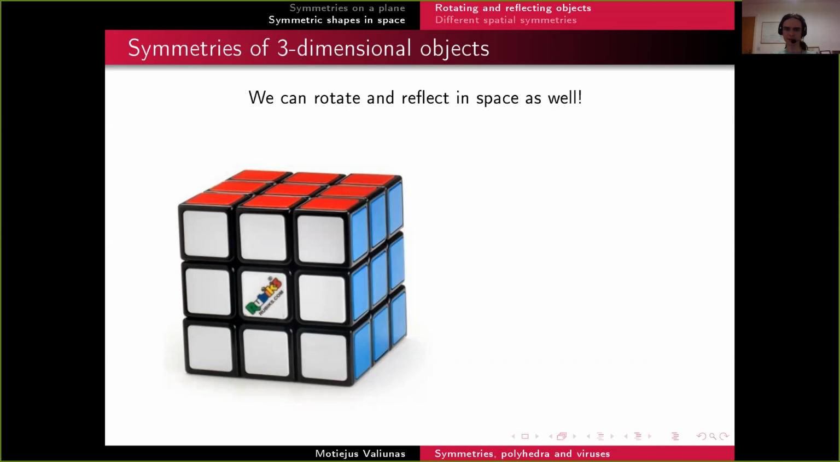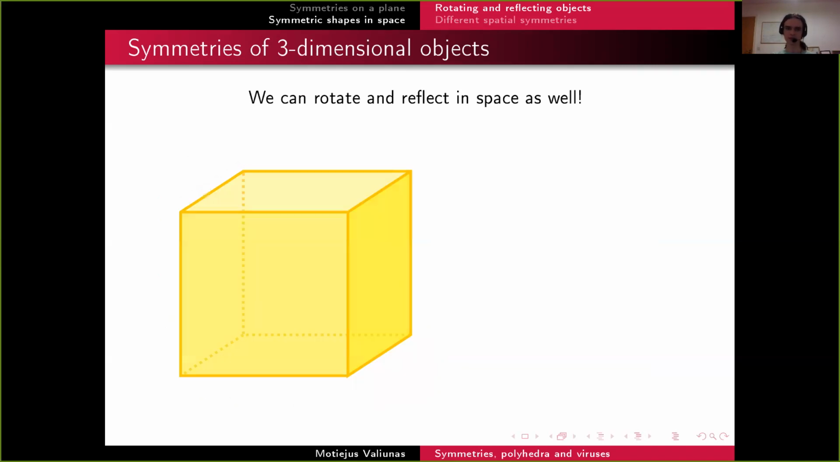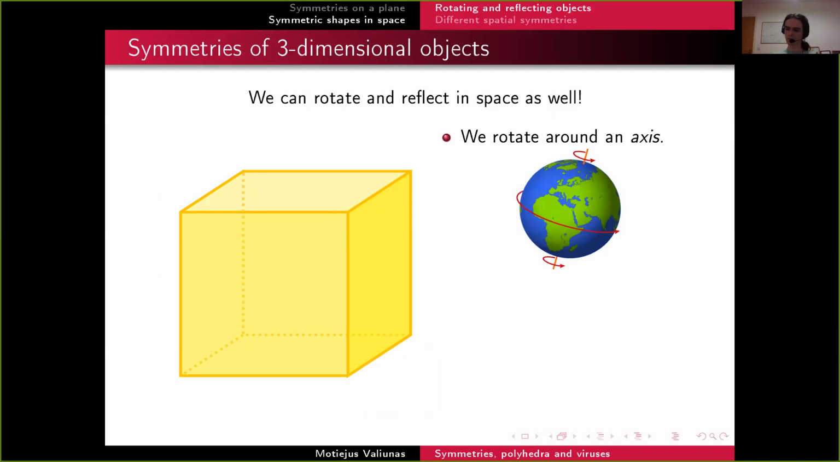So in mathematics, we would like to think about idealized objects. So we think about an ideal cube, and what can we do to this cube to keep it in place. We can start by rotating.